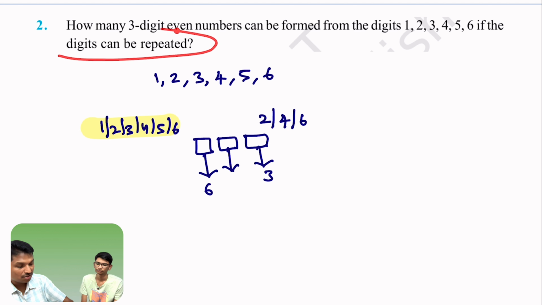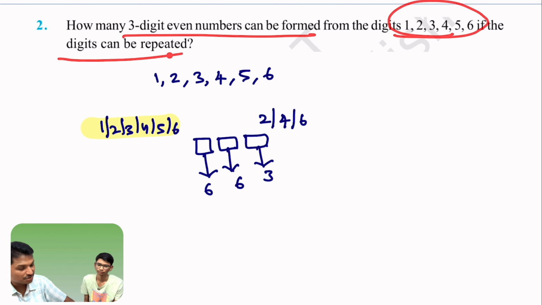Is repetition of digits allowed or not allowed? Allowed. So the second box can be filled in how many ways? 6 ways. What are those 6 ways? 1 or 2 or 3 or 4 or 5 or 6, because repetition of digits is allowed. If repetition of digits is not allowed, then it is the other case. So the second box can be filled in 6 ways.